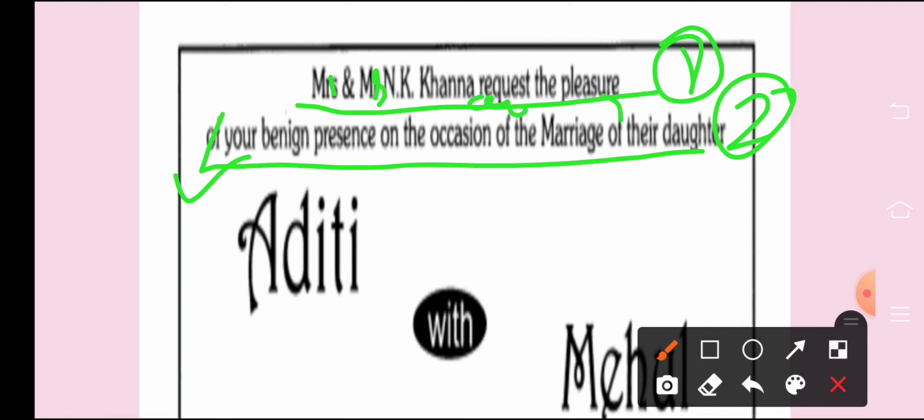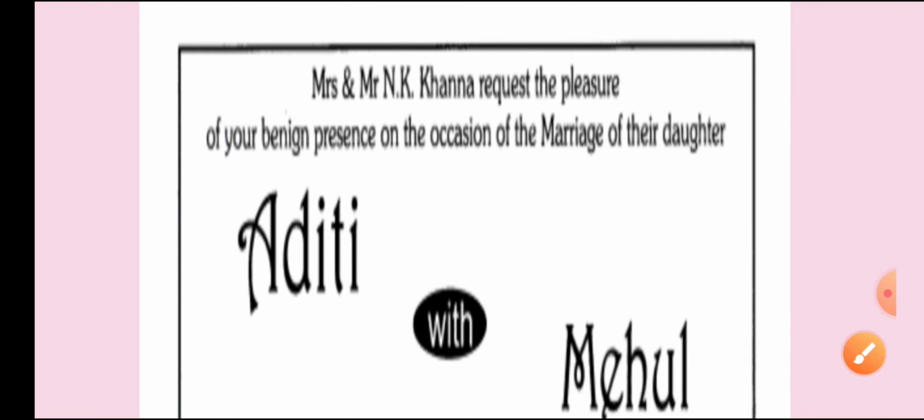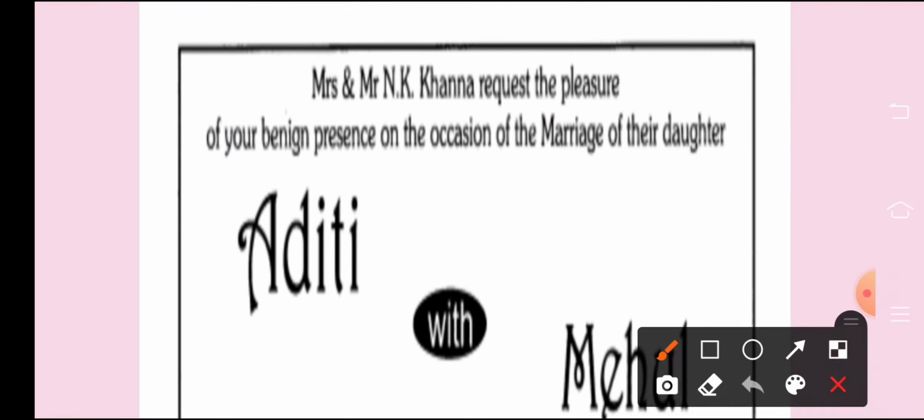But if you want to write the marriage here, then up to occasion you write, then you write of, and then marriage you highlight: marriage of their daughter, something like this. If you write this way, that is also good, but the occasion should be highlighted separately. Clear? So what is the correction made here? Mr. and Mrs. N.K. Khanna request the pleasure of your benign presence on the occasion of the marriage of their daughter.